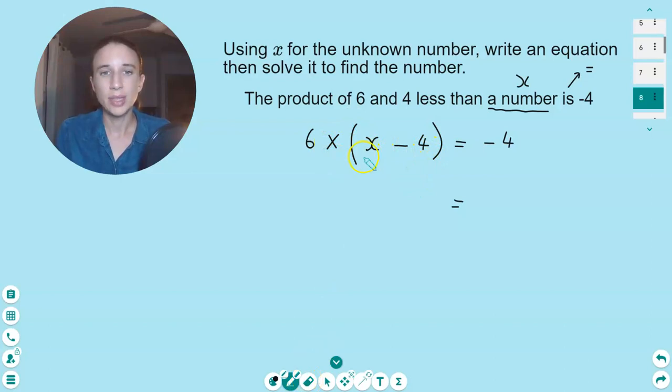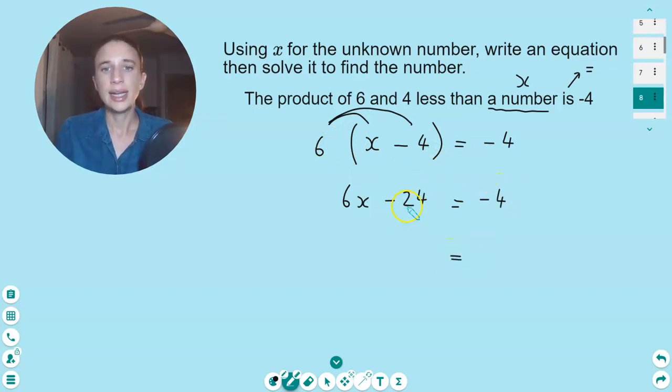Now let's check it out. So first of all, we've got to expand the brackets in order to solve it. Expanding brackets, you use the crab claw technique. 6 times x is 6x. You don't have to have that times sign there, it's implied. So 6 times x is 6x. 6 times -4, positive times a negative is a negative, -24.